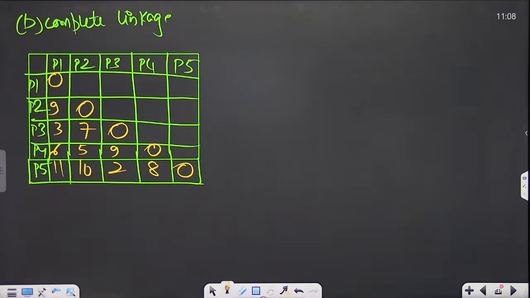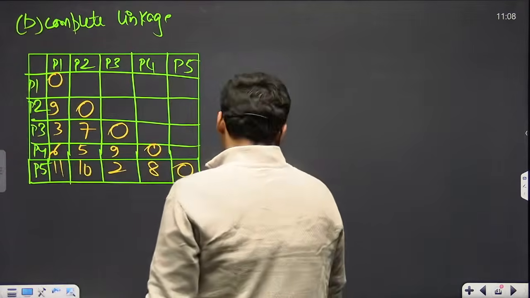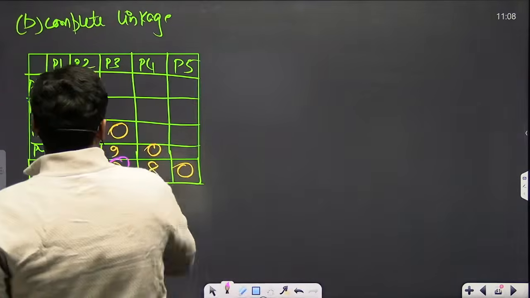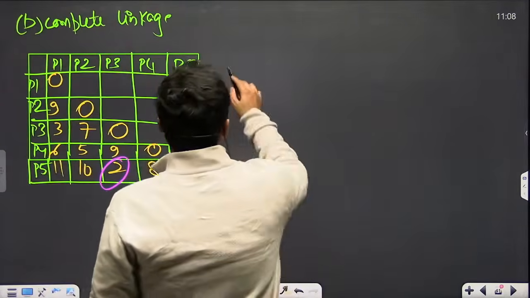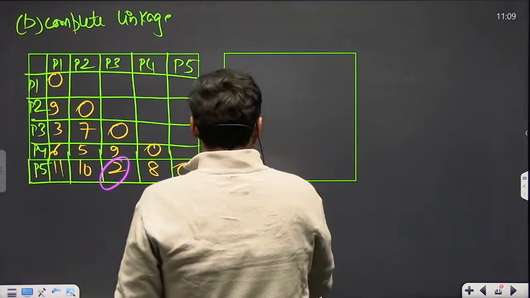Okay, in the complete linkage there is just a slight difference, nothing much to learn by heart here, very minute difference. Firstly what we'll do is we'll select the lowest one. So here we selected the lowest one and we have clubbed what?